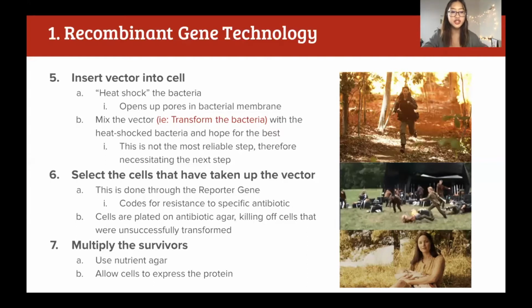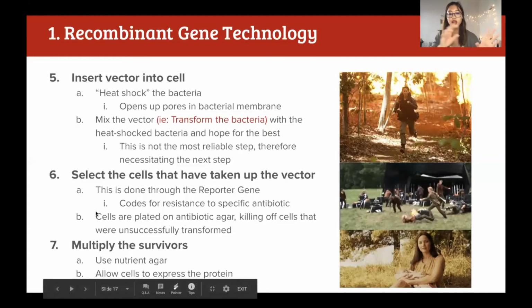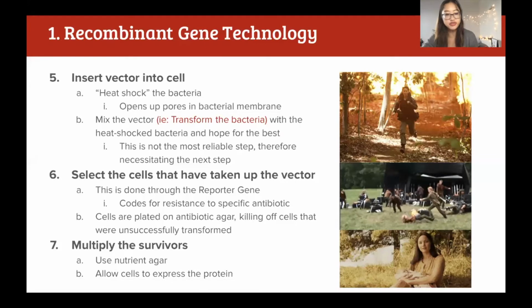So you need to select the cells that have taken up the vector through the use of your reporter gene. The reporter gene codes for resistance to a specific antibiotic. So if the cell has indeed taken up the plasmid, it contains the reporter gene. That means that the cell that takes up this plasmid is safe from the antibiotic. So you literally just plate the cells into antibiotic agar, to kill off as many of them as you can that were unsuccessfully transformed into recombinant host cells. As you can see, it's a fight for survival with all the cells.